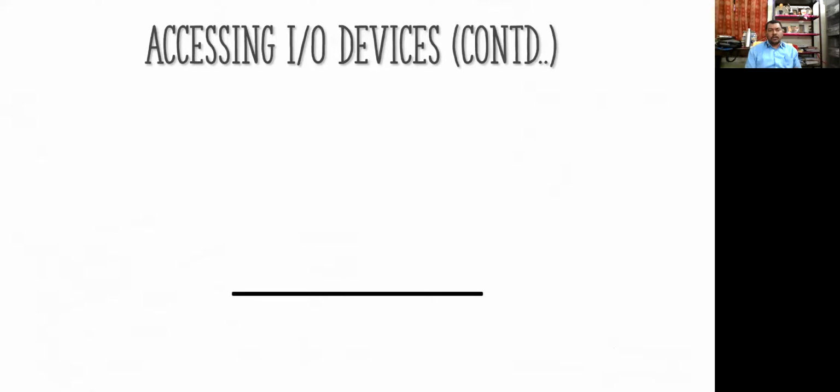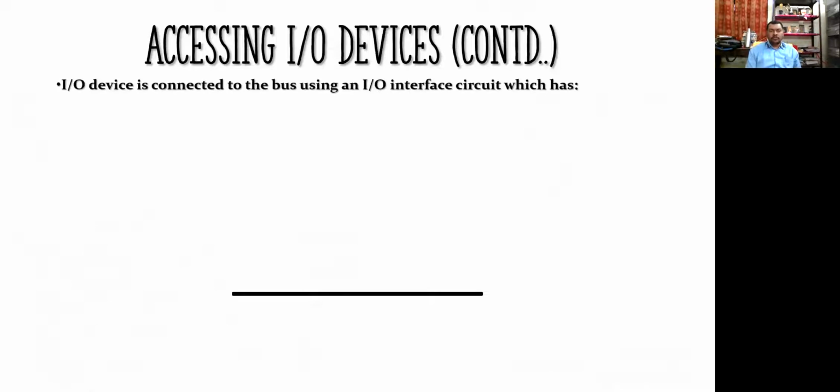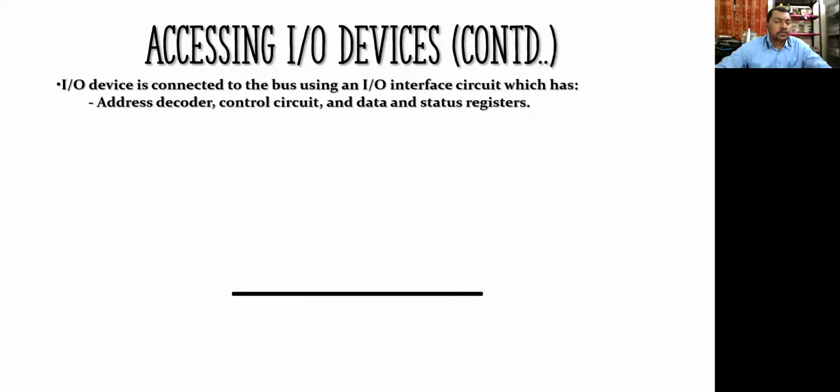Then again, how are we going to use those? These input output devices are connected to the bus using an input output interface circuit. These interface circuits are responsible for communicating between the input output devices and the microprocessor. This input output interface circuit includes four parts, namely the address decoder, control circuit, data register, and status register.